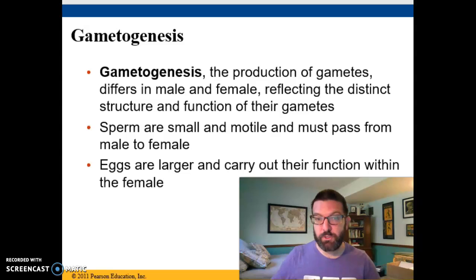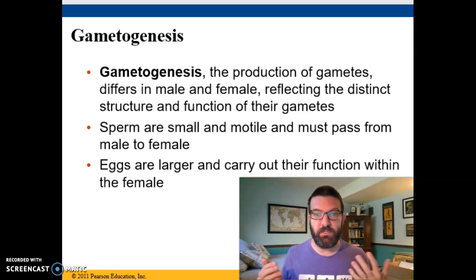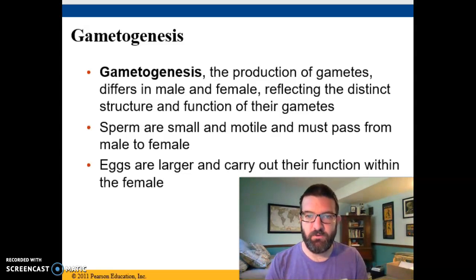The production of gametes is called gametogenesis, and this happens in males and females, although you are producing different gametes. And the process, while it has a lot of similarities, also has some major differences.